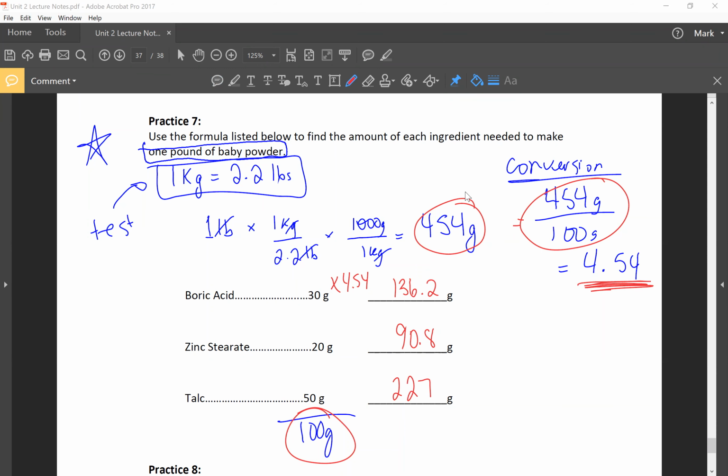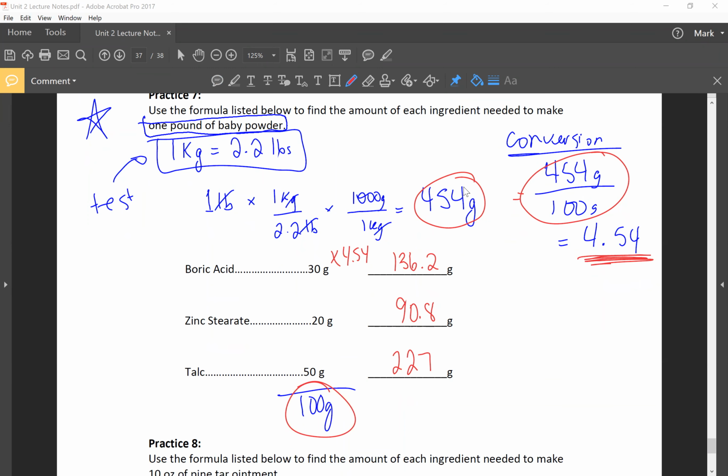The total amount is given. Sorry, let me make sure I'm recording. The total amount is given: 30 grams, 20 grams, and 50 grams. The total amount is 100 grams. This recipe makes 100 grams. If I add up all the masses of these things together, this recipe makes 100 grams.